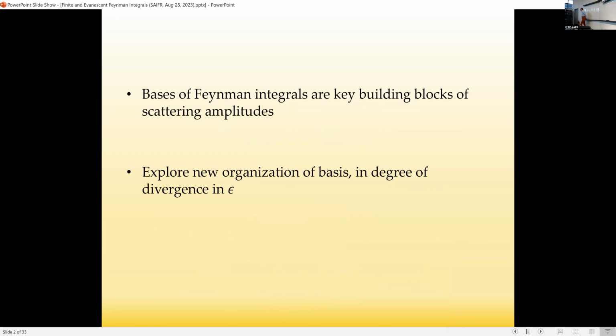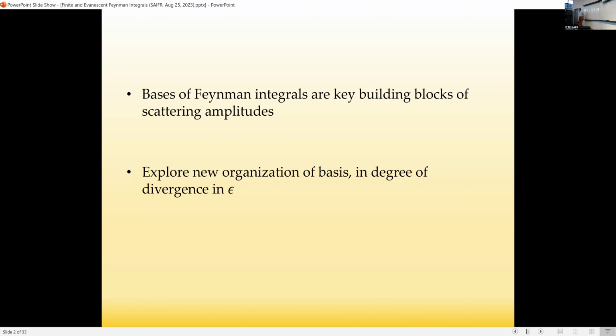Bases of Feynman integrals have appeared both at integrand level and integrated level in yesterday's talk. They are some of the key building blocks of scattering amplitudes. And of course, as we now know, scattering amplitudes are one of the ways of computing gravitational waves and other observables.